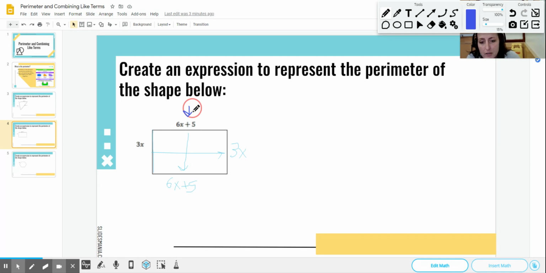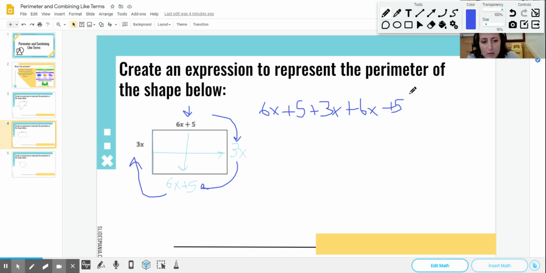I'll start here. So I have 6x plus 5. Then I'm adding 3x, so plus 3x, because perimeter we add. Then plus my next side, which is 6x plus 5. And add my fourth side, which is another 3x. Now from here, I'm going to combine like terms to get my expression. I'm going to pause the video, do the work, and then you can check your answers. So you guys pause the video right now, do the work, and see if you get it right.